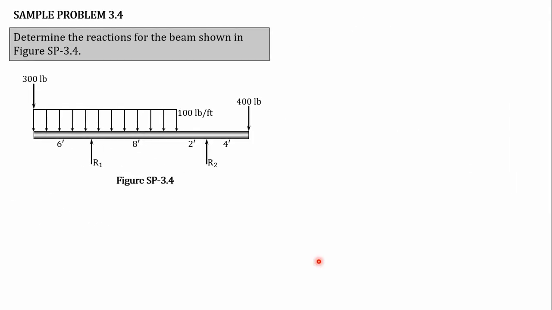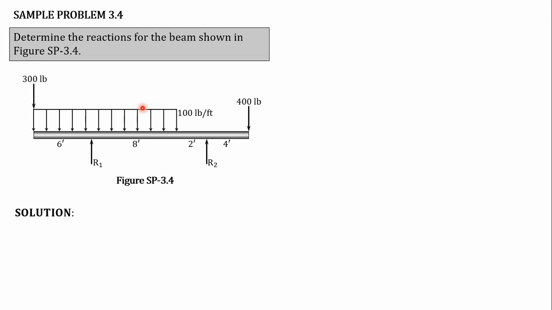Sample problem 3.4. Determine the reaction for the beam shown in figure SP 3.4. What is being asked here, class, is to solve R1 and R2, because these are the reactions of the supports. Since we have a uniform distributed load with an intensity of 100 pounds per foot and a length of 14 feet, 6 feet plus 8 feet.